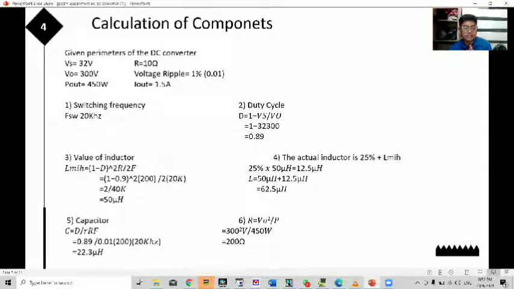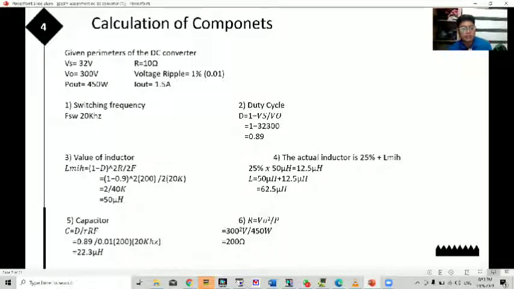And our third step is to find the value of inductor L_MIF. We can see the formula, and we get the result of 50 microhenry. Then we must find the actual inductor, which is 25% plus the inductor result. We add both together, and we get 62.5 micro.